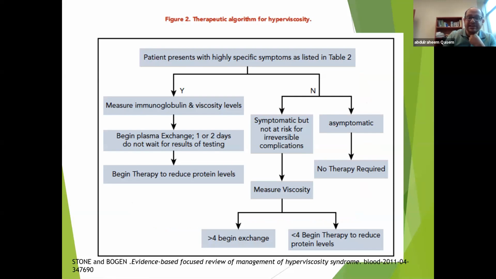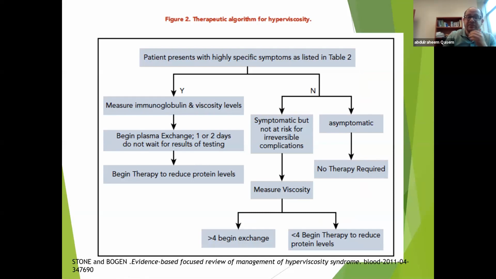Usually, if the patient has any of the symptoms that we just talked about, then at that time we need to order the immunoglobulin levels and viscosity levels. We don't have to wait for those results to come back. You just obtain the test, and then you move into treatment, and the treatment usually is a plasma exchange. So you do plasma exchange over 1 or 2 days, and that usually will bring the serum viscosity very low, and most of the symptoms will get better.